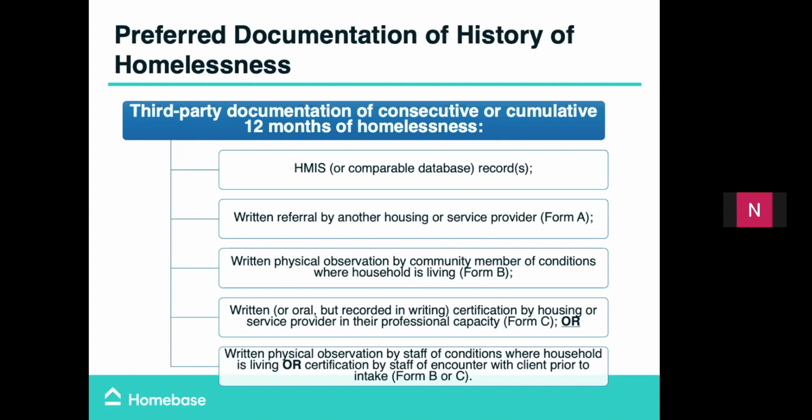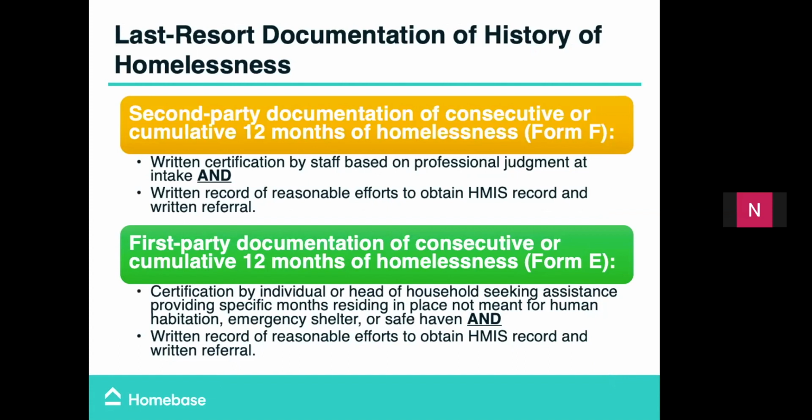And then if we go to the next slide, this one breaks down those less preferred forms of documentation for history of homelessness. So again, second party documentation, that's program staff documentation, or the folks pulling together the documentation to establish eligibility. Some forms of documentation by staff are second party, and I'm going to go into this distinction really, I hope, clearly later on. But just know that sometimes if the documenting staff, the program staff, are certifying to homelessness, sometimes that can be third party, sometimes it's not, it's less preferred.